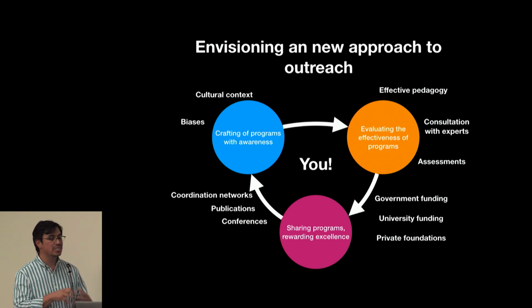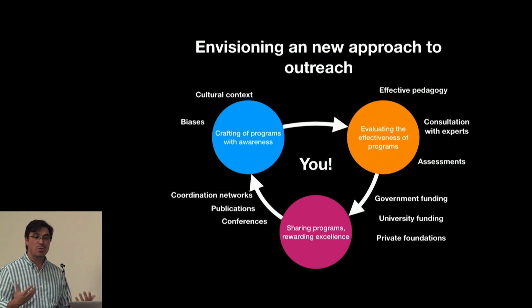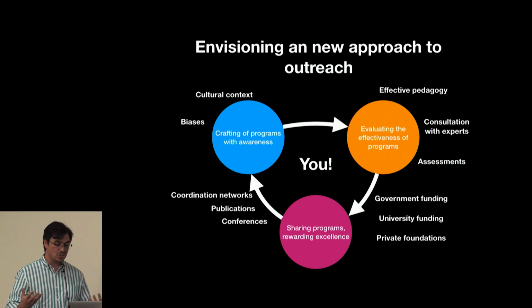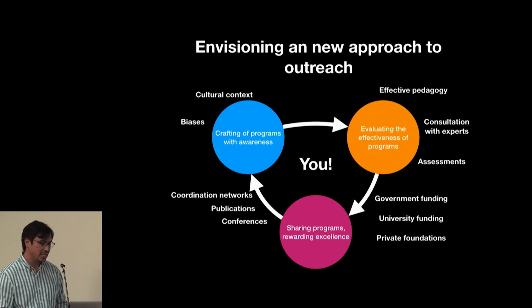This involves different aspects that we're going to be focusing on. We want to think about crafting programs with awareness of cultural biases and cultural context. We want to develop programs in which part of the program is to evaluate the effectiveness of the program. We want to use effective pedagogy, consultation with experts, as well as assessments. This is going to be important for evaluating these programs and also convincing government agencies to support them. We want to think about ways that we can fund them through programs such as NSF, but also university funding and private foundations.